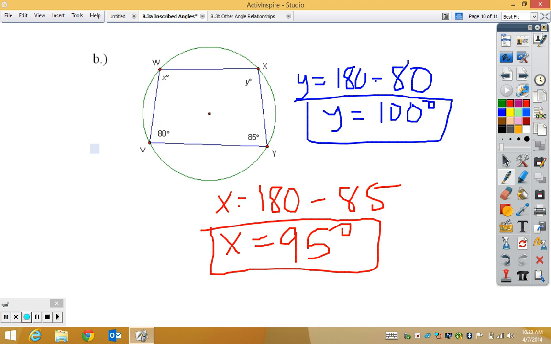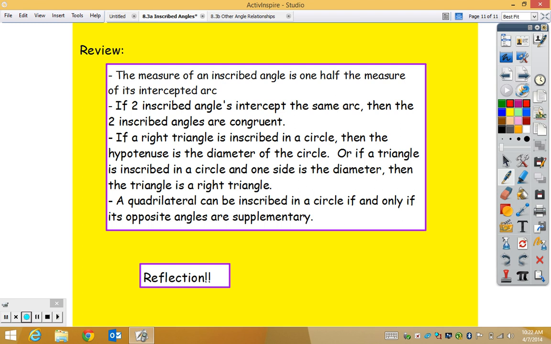Okay, to review, we have all our theorems. Measure of an inscribed angle is 1/2 the measure of its intercepted arc. If two inscribed angles intercept the same arc, then those angles are congruent. If a right triangle is inscribed in a circle, then the hypotenuse is the diameter. Another way to say it, if a triangle is inscribed in a circle and one side is the diameter, then it is a right triangle. And lastly, a quadrilateral can be inscribed in a circle if and only if its opposite angles are supplementary, so add up to 180 degrees.